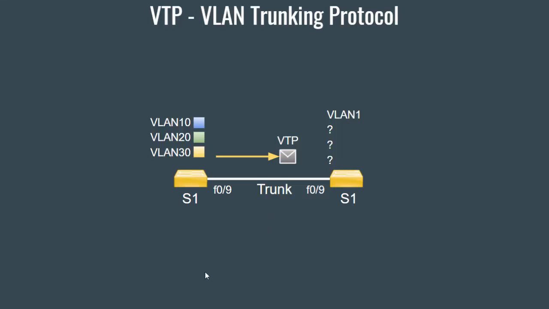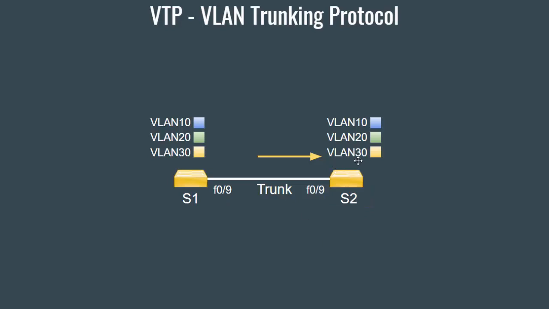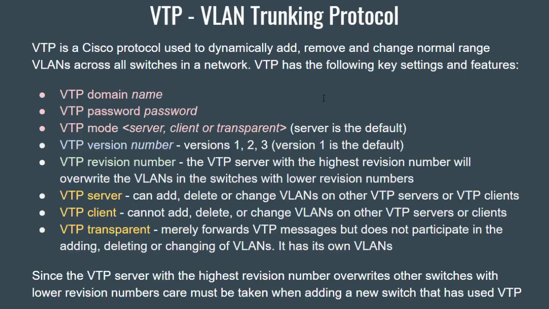With VTP, if you configure VTP on S1 and you configure it on S2 over here, then basically what can happen is S2 can learn the VLANs from S1 and then have them basically auto-configured. In other words, you would end up with this situation where S2 has now learned the VLANs from S1, and it learned them automatically through VTP, the VLAN Trunking Protocol. Now, how does that work? Well, it's really easy to set up.